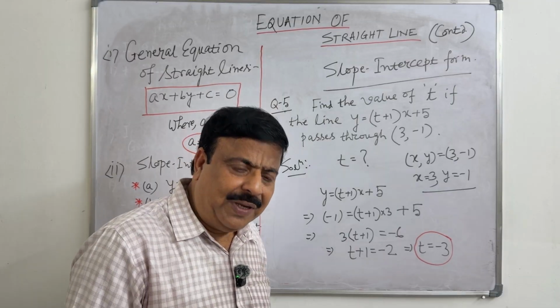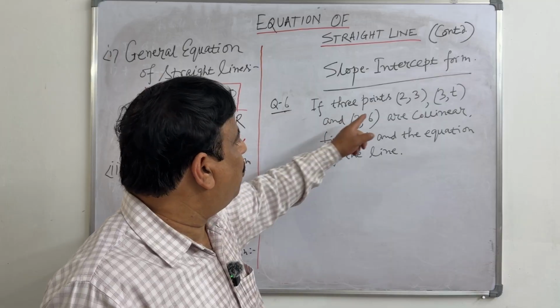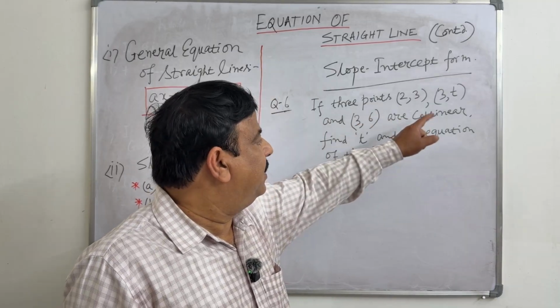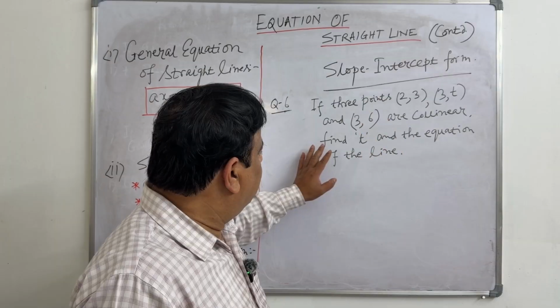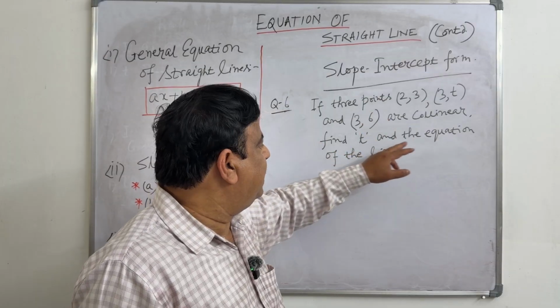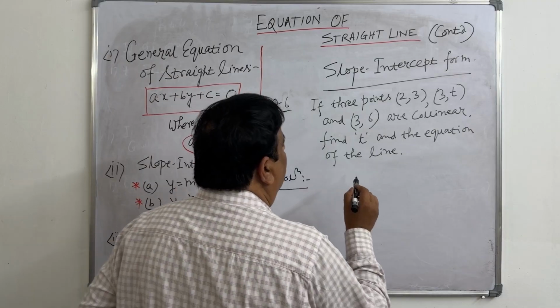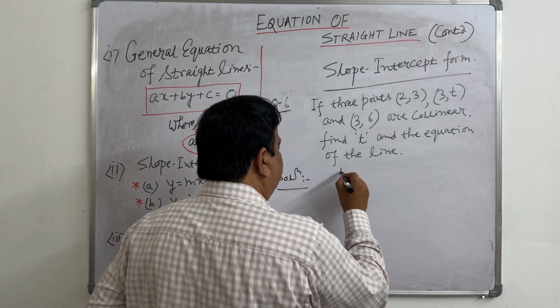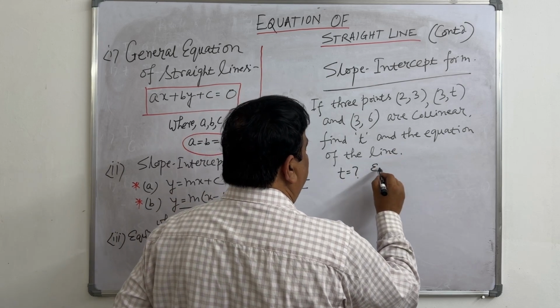चलते हैं next problem में. This is problem 6. What is the problem? If 3 points (2, 3), (3, t) and (3, 6) are collinear, then find t and the equation of the line. So what is the solution? What I have to find? I have to find the value of t and I have to find the equation of the line.